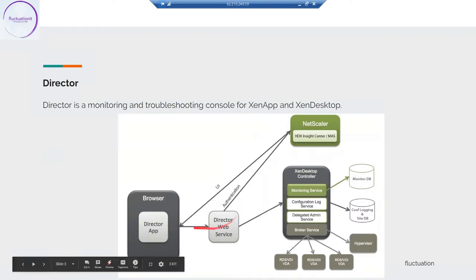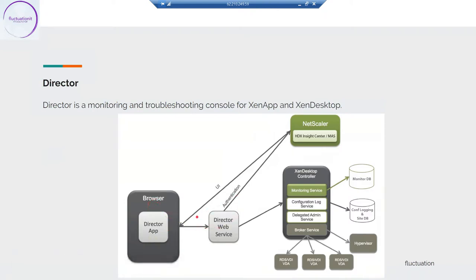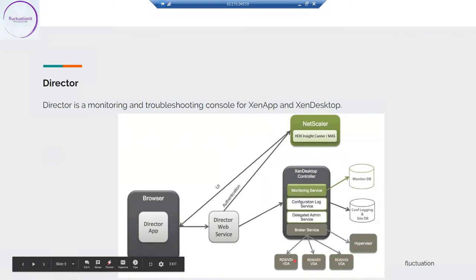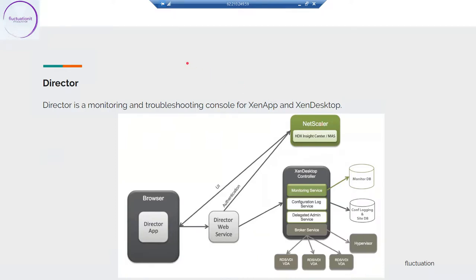I have my Director app, it's a browser, and I have the Director web services. It does authentication, and it connects directly to the XenDesktop controller, so it's able to monitor everything. It can monitor the monitor DB, configuration logging, site database, the hypervisor, and all the RDS, VDI or XenDesktop. So this is a very nice tool, and you can even integrate it with MAS. MAS is a solution to manage NetScaler.